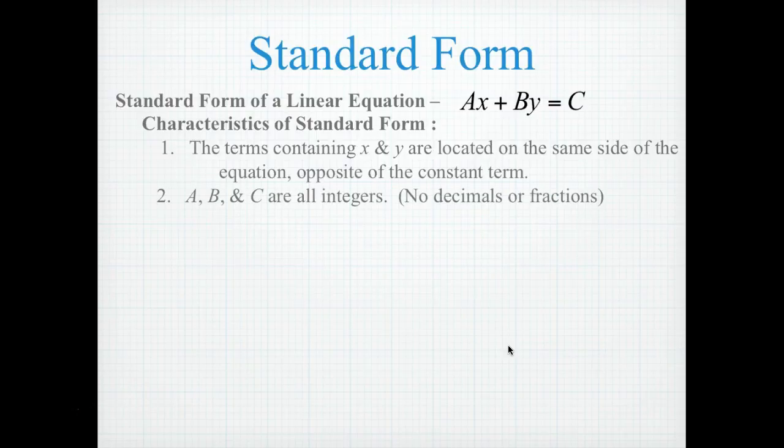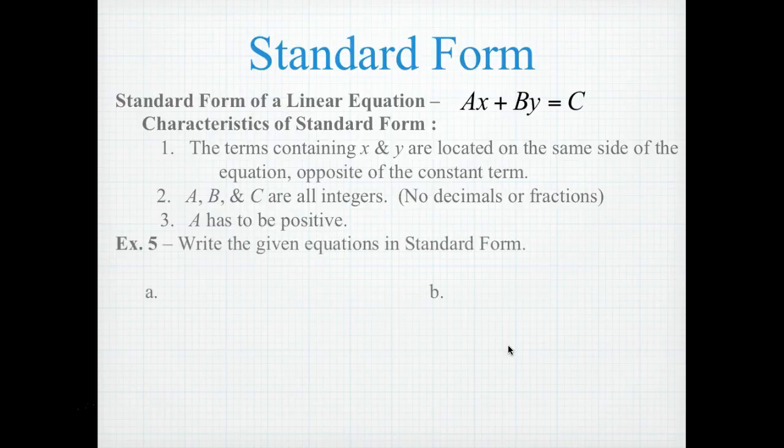Second, A, B, and C all have to be integers. No decimals or fractions are allowed as the coefficients on this standard form equation. And lastly, the leading term, the value of A, has to be positive. So here's a couple of examples of equations provided to you in slope-intercept form, and we're going to manipulate them using sound equation solving strategies to express them in standard form.